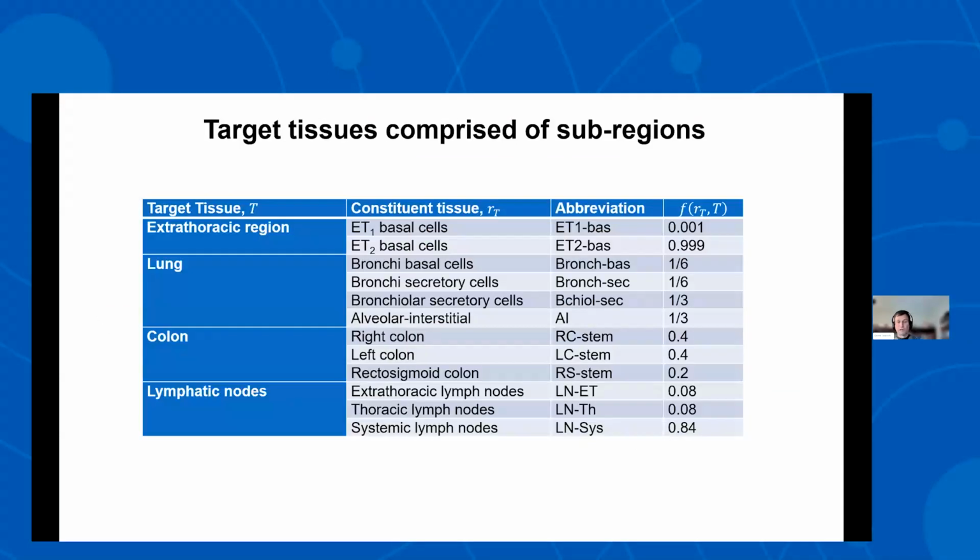There are 4 target tissues which are composed of subregions in our models, and these are those 4. In each case, the dose to the tissue is determined by weighting the dose to each constituent tissue by the fraction shown on the far right. For example, the dose to the colon is determined as 2/5 of the right colon dose, 2/5 of the left colon dose, and 1/5 of the rectosigmoid colon dose.